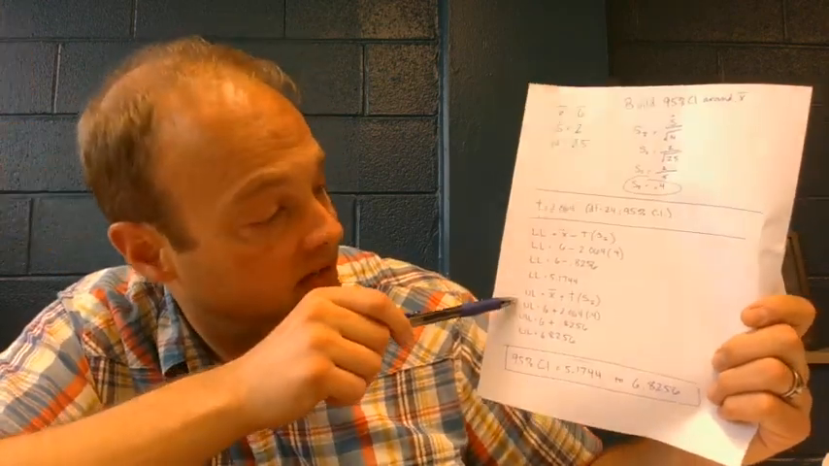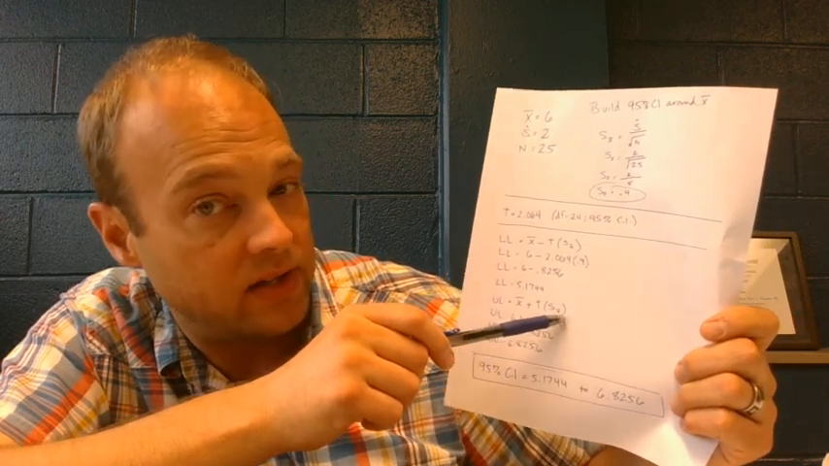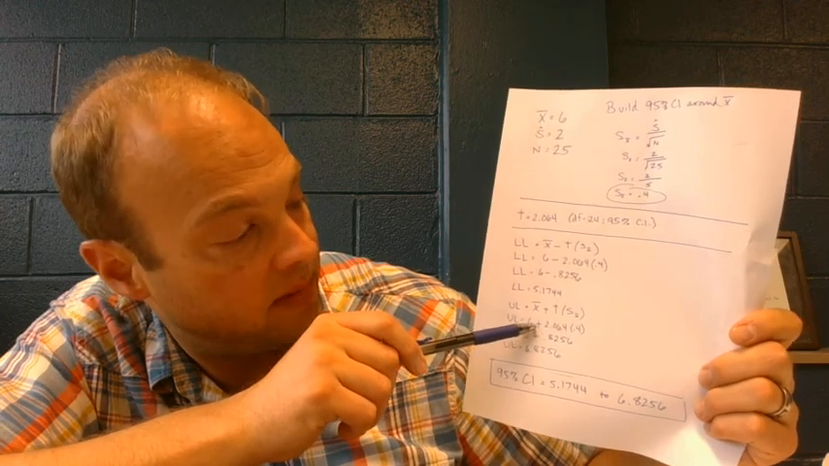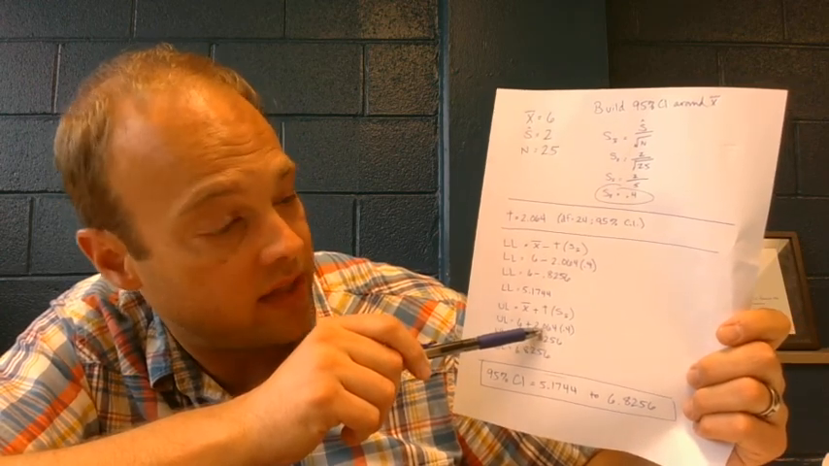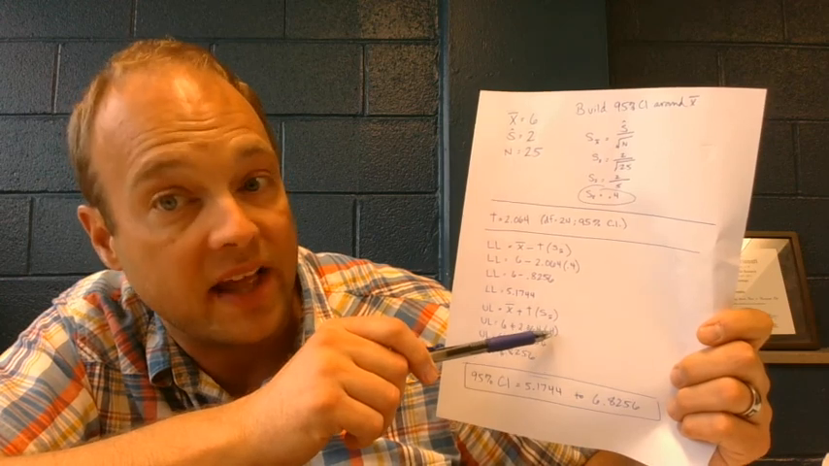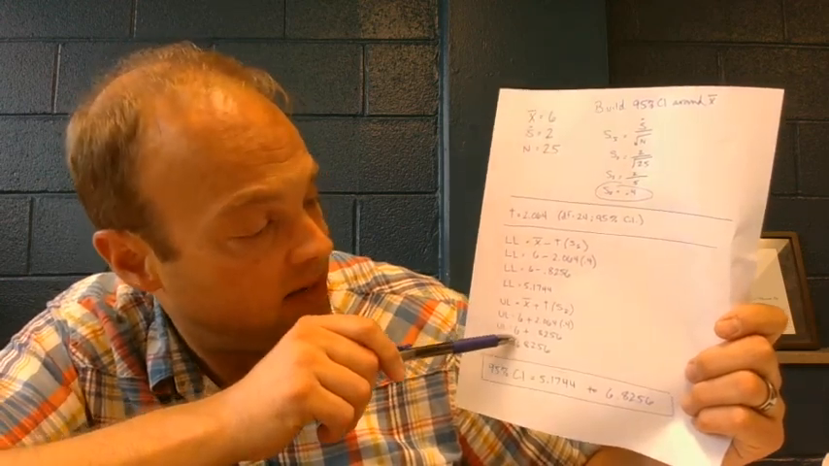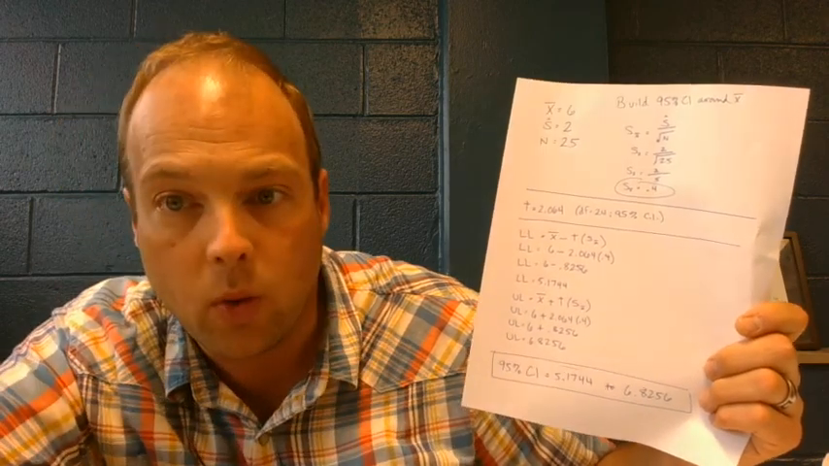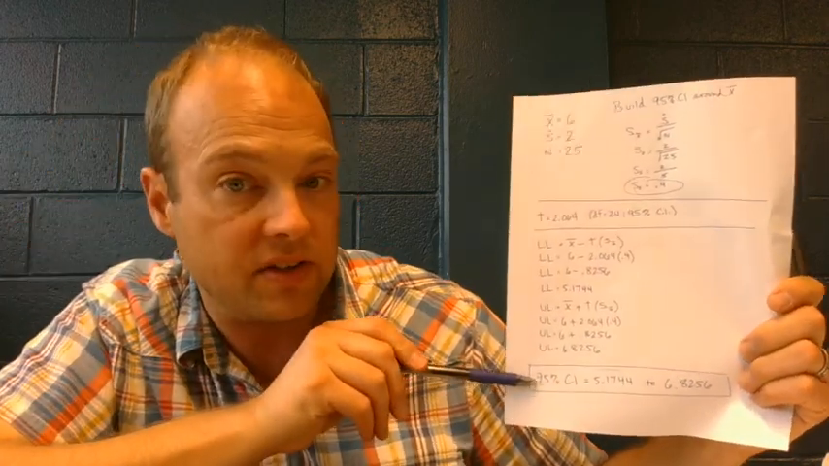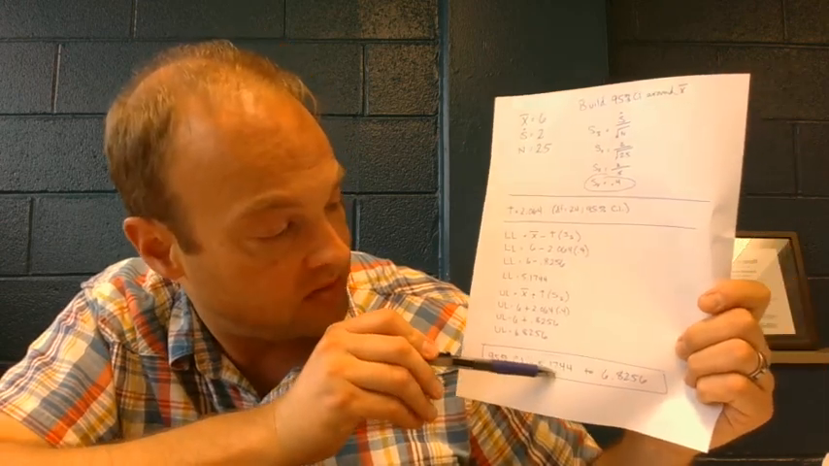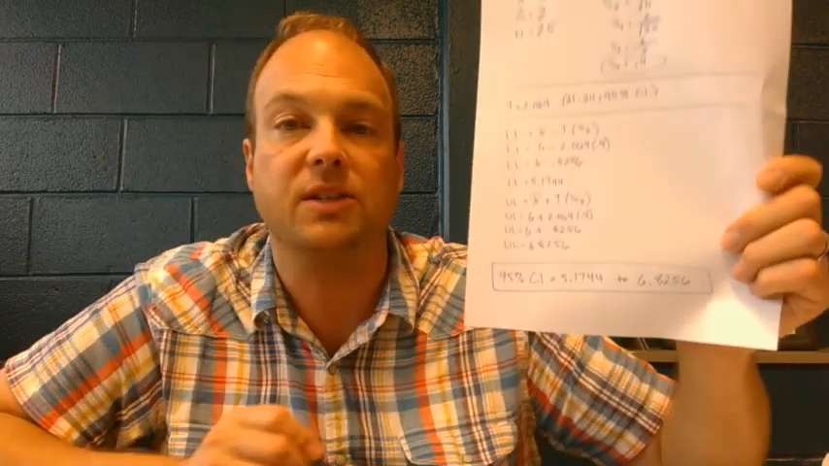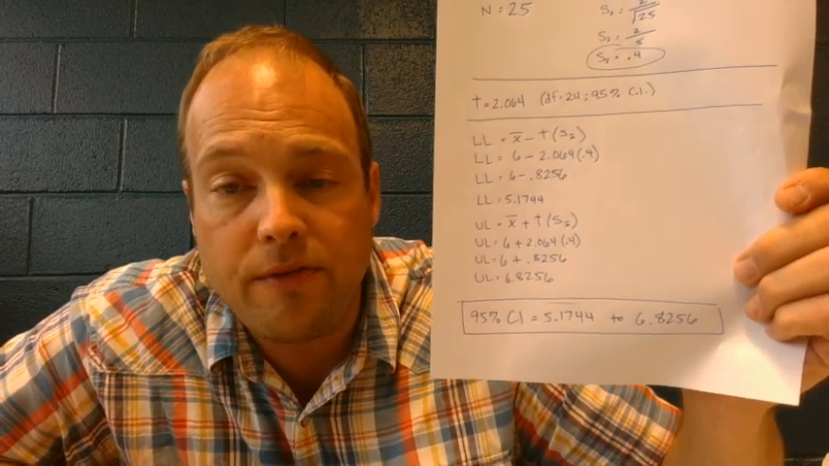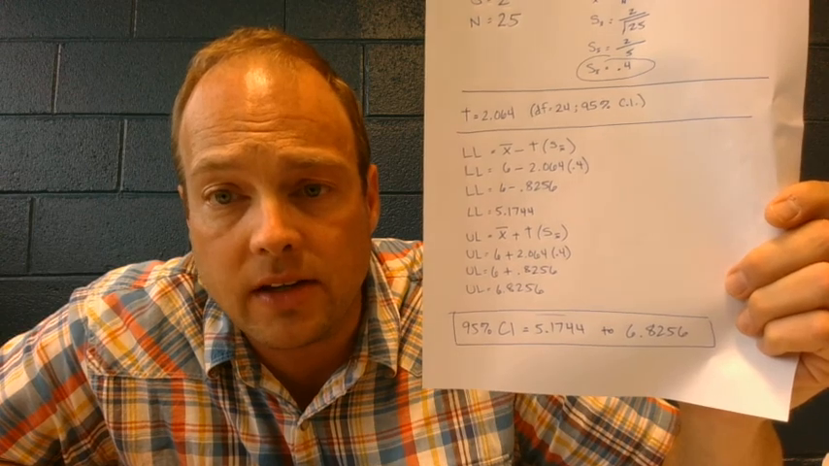5.1744. Upper limit, sample mean plus t-value times standard error of the sample. Upper limit is 6, that's the sample mean, plus 2.064, that came from the table, times 0.4, that's the standard error for the sample. Upper limit equals 6 plus 0.8256, which means upper limit is 6.8256. We're done. 95% confidence intervals are 5.1744 to 6.8256. But before we go on, I want to be very clear about what these confidence intervals are stating.